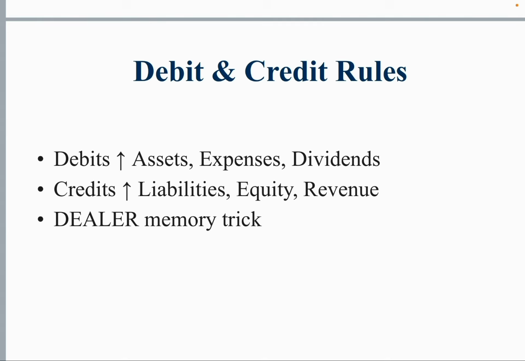Debit and credit rules. Here are the rules you need to memorize. Debit increases assets, expenses, dividends. Credit increases liabilities, equity, revenue. This rule works for every journal entry.